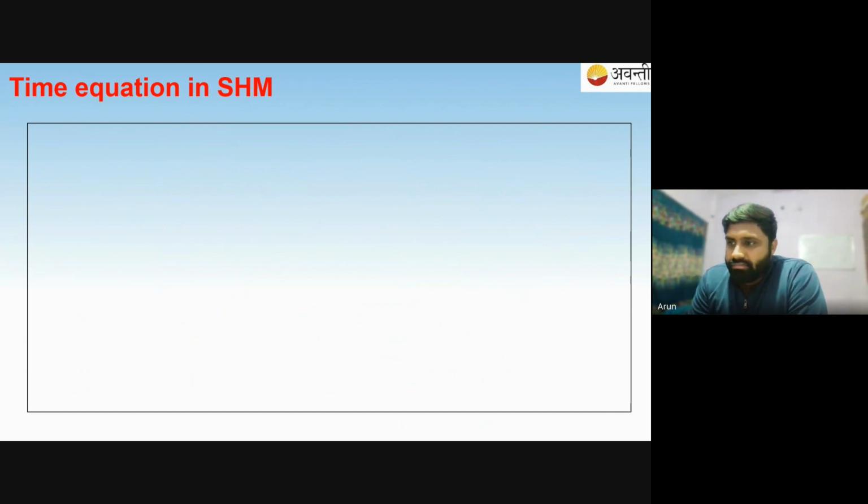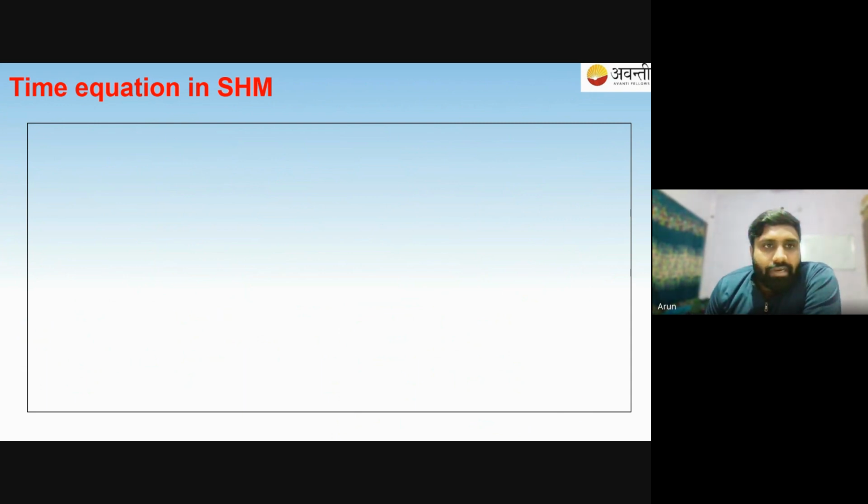And these, I think you have seen in your regular classes. If you have completed this chapter in your regular classes, you can relate to these. Okay, that we have studied in SHM. So time equation is nothing but we will observe the displacement, the velocity, the acceleration, and the force with respect to time, how they are varying with respect to time, how the displacement is depending on time.